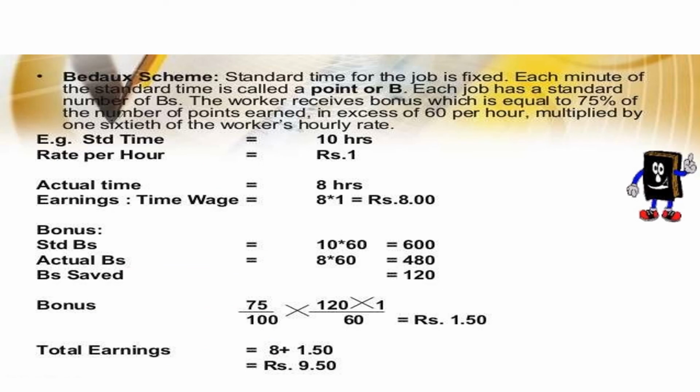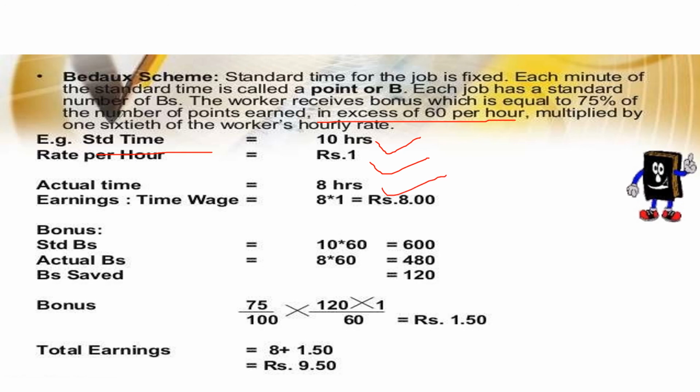Suppose the standard time for the job is fixed and each minute of the standard time is called a point or B. Each job has a standard number of Bs. The worker receives a bonus of 75%. So this is another illustration that we can do, and it would be easier for everyone to understand. This is the fourth illustration, where he is getting 60 per hour. So standard time is equal to 10 hours, rate per hour is equal to rupees 1, and time taken is equal to 8 hours.